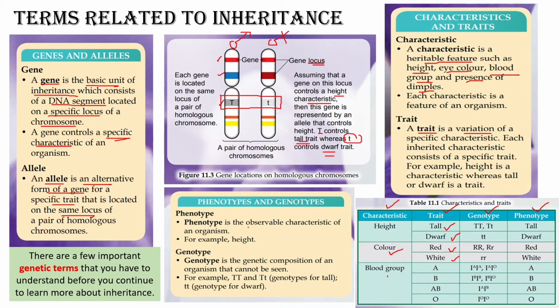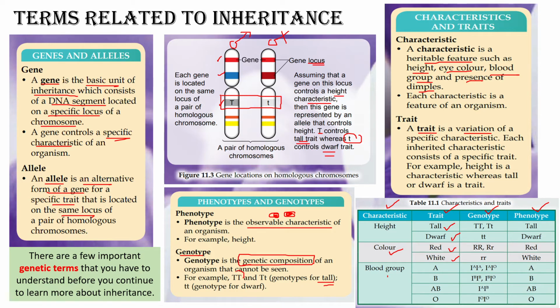Okay, next one, you get to see the terms genotype dengan phenotype. Kalau phenotype, this is observable characteristics. Kita boleh lihat dengan mata. When you see a plant, you can tell whether it is tall or short. Itu phenotype. But genotype here refers to the genetic composition or the genetic makeup of the organisms which cannot be seen.